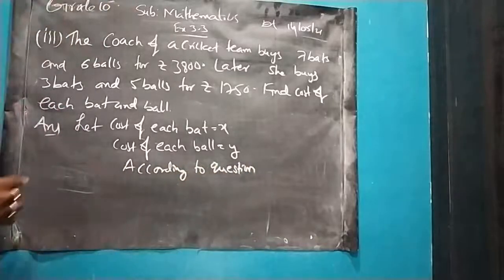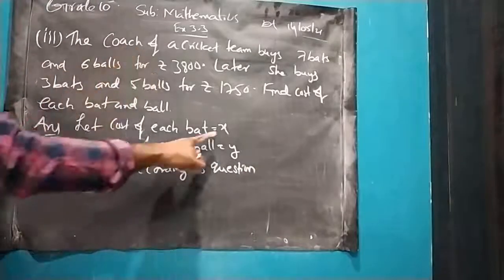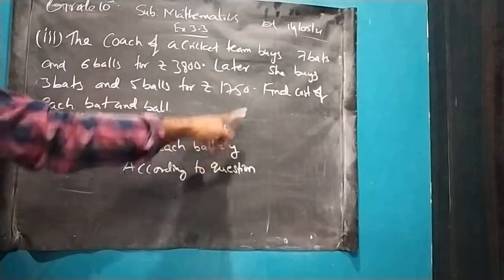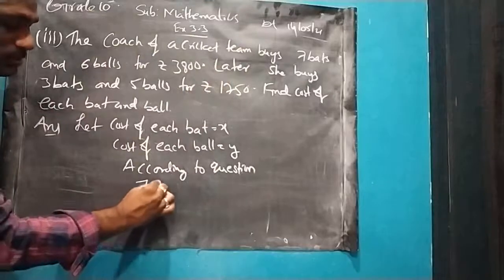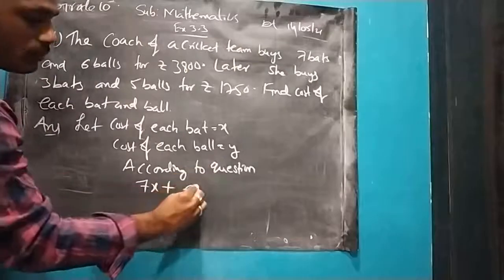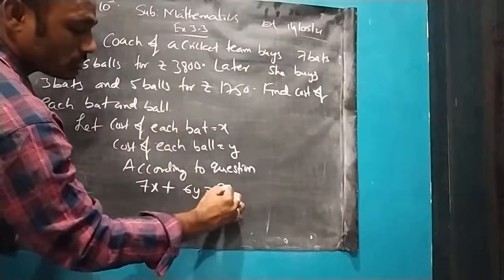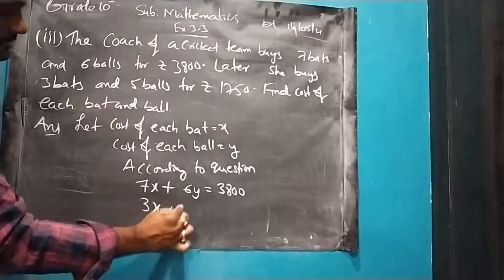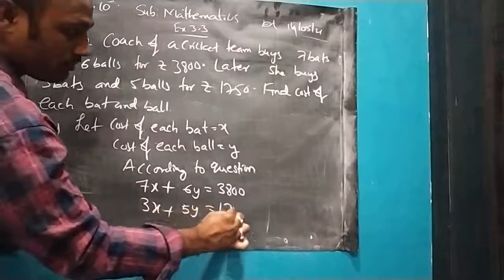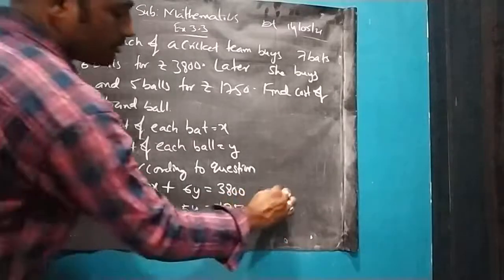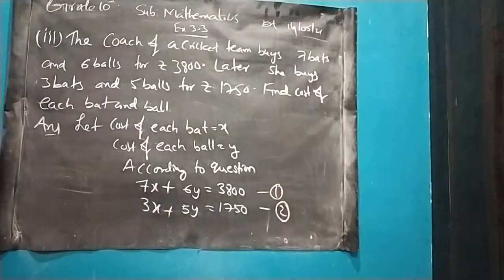Now, see here. If we are buying 1 bat, we will pay 1x rupee. If we are buying 2 bats, we are going to pay 2x rupees. If we are buying 7 bats, we are going to pay 7x rupees. Plus, we are not only buying the bats, we are buying the balls also. So 6 into y. Total cost we are paying is 3,800. Next, we have 3 bats and 5 balls. For that we are paying 1,750. So these are the equations which are formed. Now let us start solving these equations by using any of the 3 methods. We will go with the elimination method, which is convenient for us.